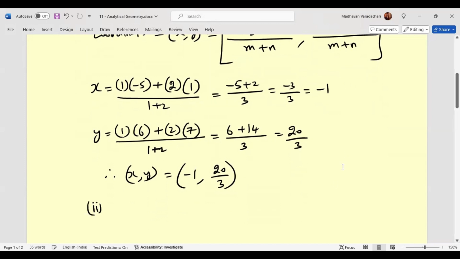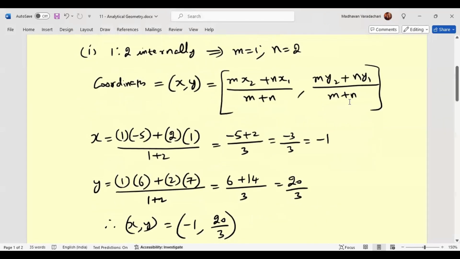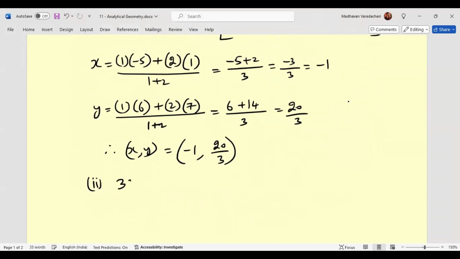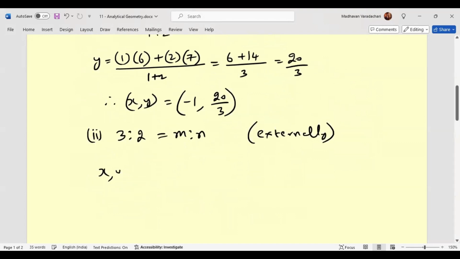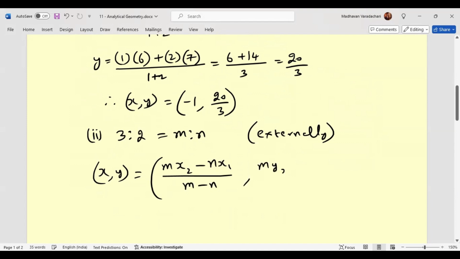Second part of the question, it says 3:2 externally. 3:2 will be your m:n. They gave us externally. So our x, y will be (m x2 minus n x1) divided by (m minus n). Similarly, the y coordinate is (m y2 minus n y1) divided by (m minus n).